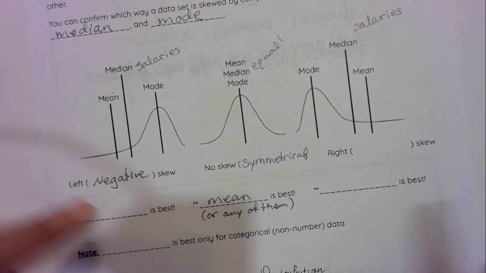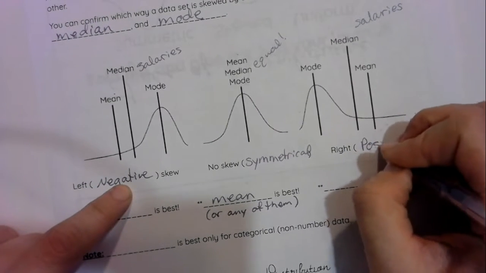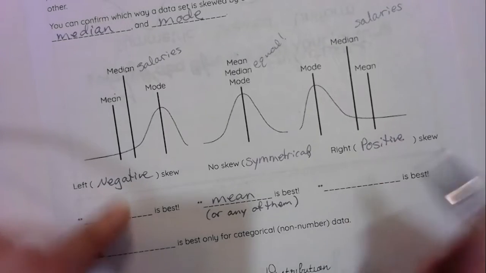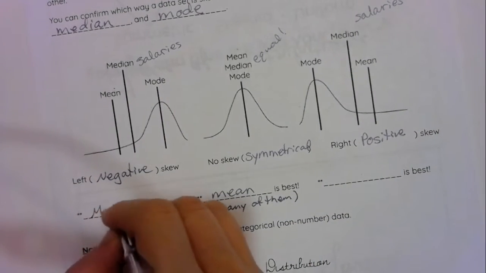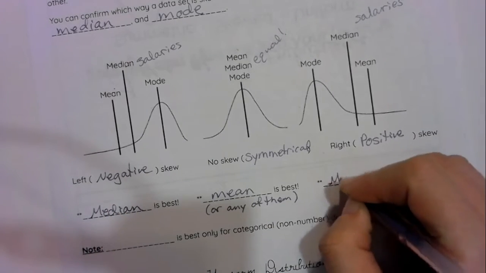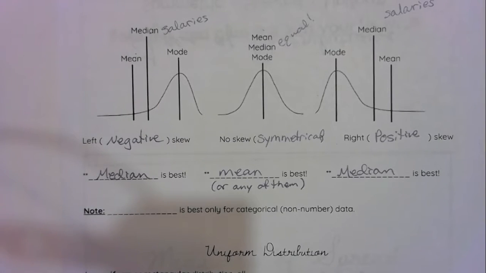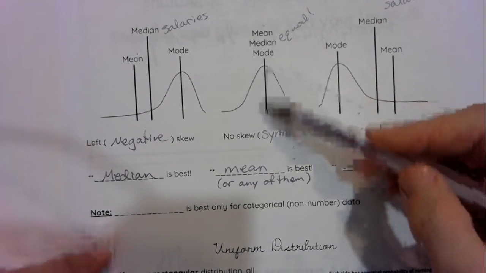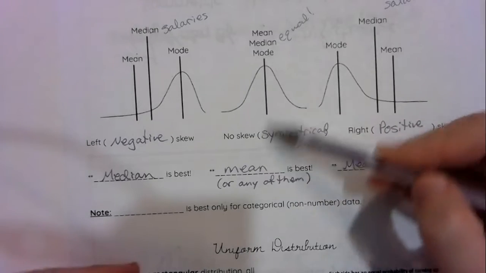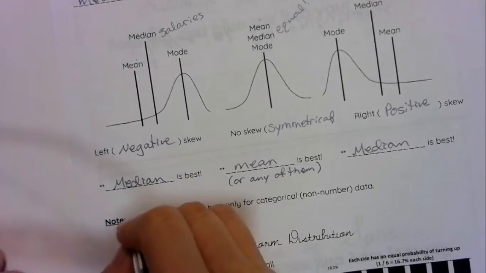And when this happens, whether it's a negative skew or a positive skew, the best way to describe the center is going to be the median. It's going to be the more accurate way to do it. And then really the only time mode is best is if really this one, because all three are the same, or if your data is categorical.